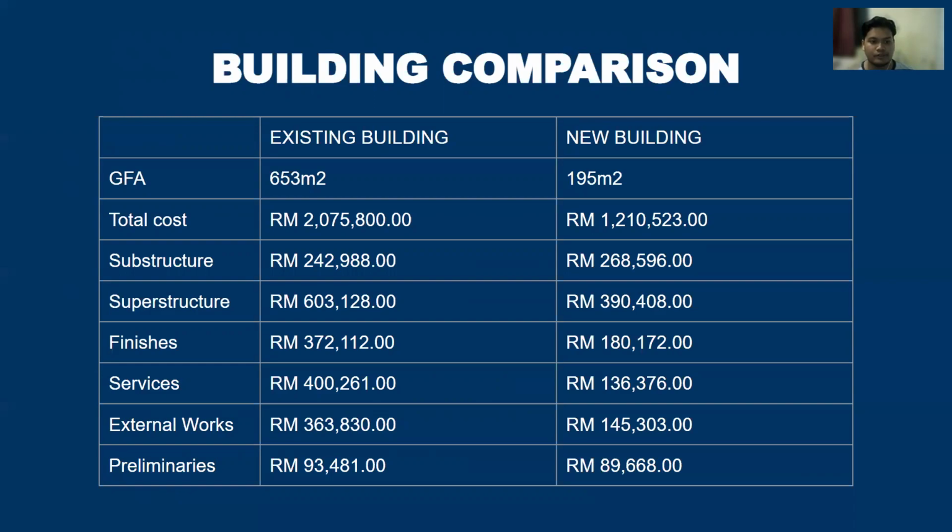All right, moving on to the substructure. The existing building is 242,988 ringgit, while the new building is slightly higher, which is 268,596 ringgit. Next is the superstructure, where there is almost 200,000 ringgit in difference, where the existing building is 602,158 ringgit, while the new building is 390,408 ringgit.